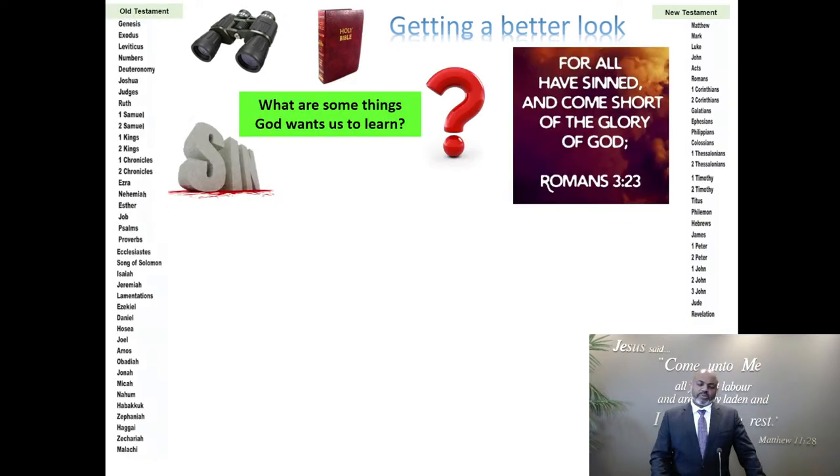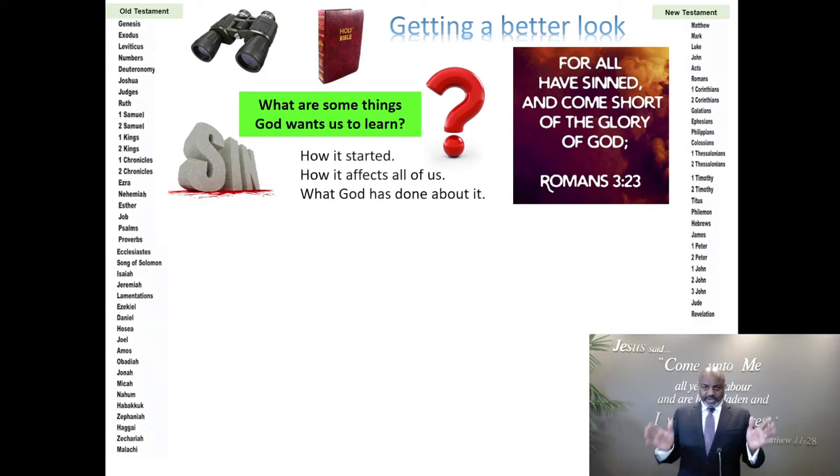God wants us to learn about a problem that we have, that all of us have. It's called sin. For all have sinned. All have sinned and come short of the glory of God. Romans chapter 3, verse 23 in the New Testament. All of us are sinners.